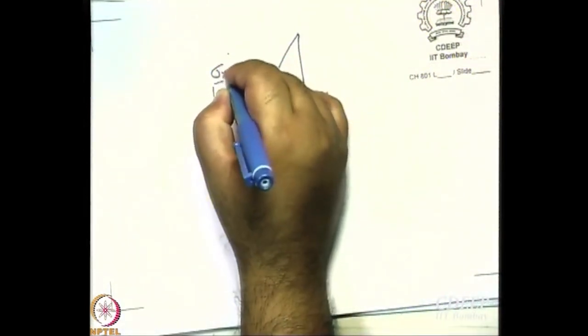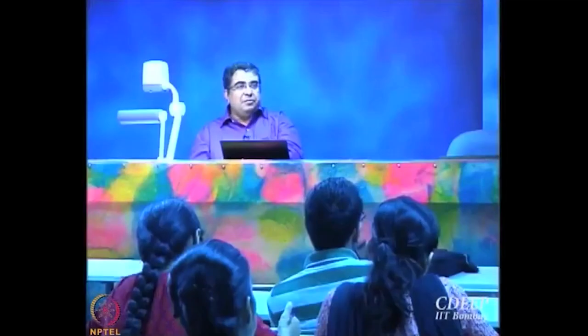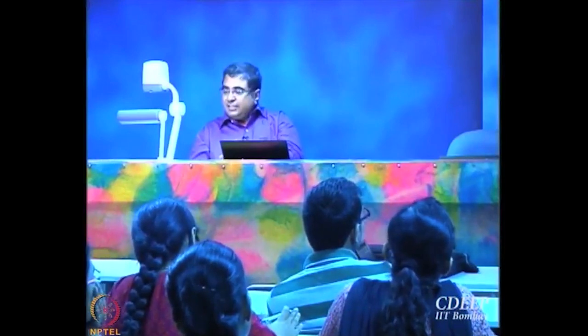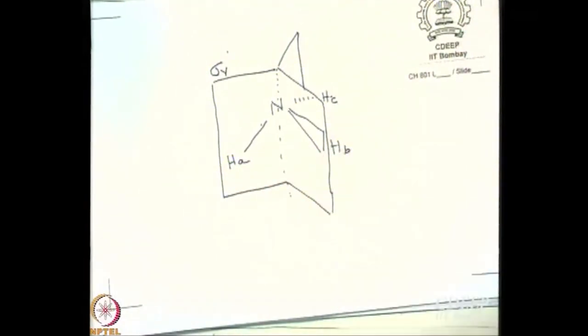Alright. Now see, what does each plane do? Let us call this sigma v. You agree that it is a vertical plane of symmetry, right? It contains the principal axis of symmetry, the only axis of symmetry. So now let us call this sigma v and start work with that. What does that sigma v do to the atoms? Let us name them also. I will call them HA, HB, HC. Upon application of this sigma v, first of all, the nitrogen does not change place, right? What about HA? Does HA change place? No. What about HB and HC? They change places, right?